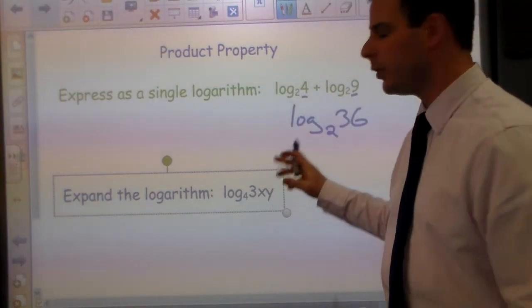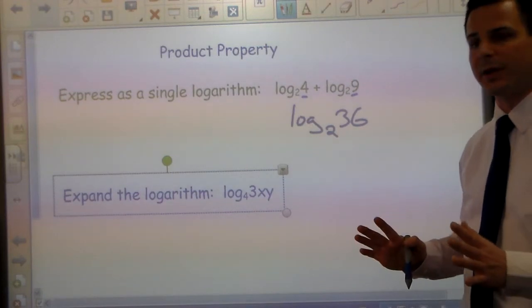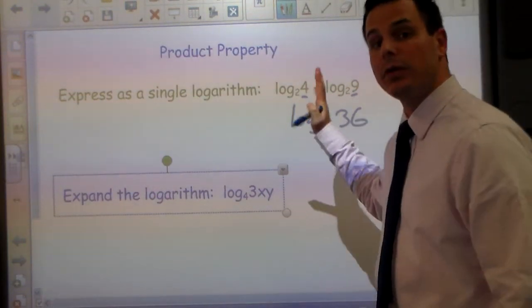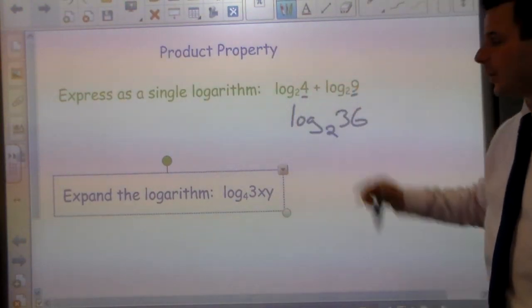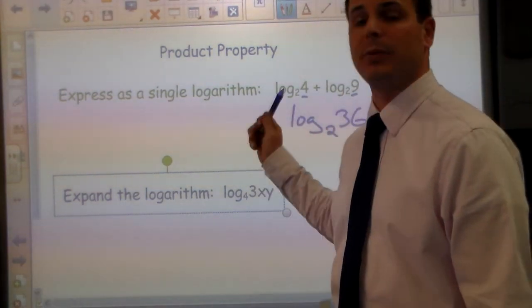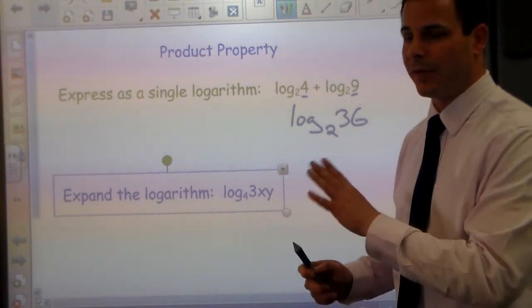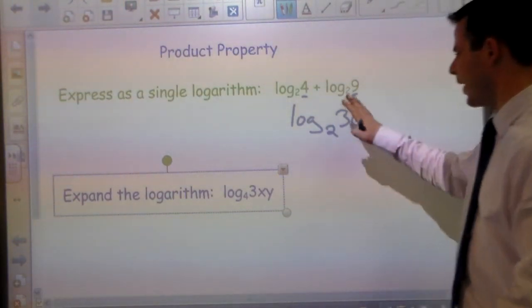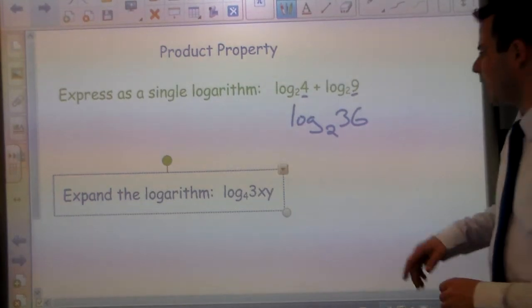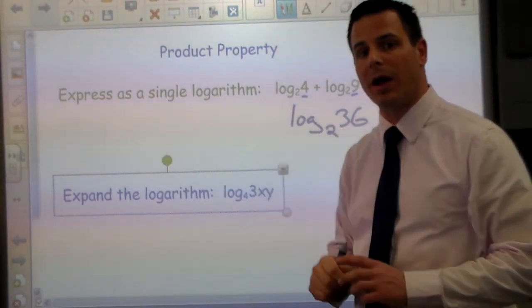Now this is asking you, 2 to what power is 36? So if we wanted to solve this expression and say, what is this equal to? 2 to what power equals 36? However, there is no integer exponent of 2 that would give you 36. We'll find out how to solve this at a later time. For now, we can leave this like that. So if you're adding logs together, you can combine them and make them one log.